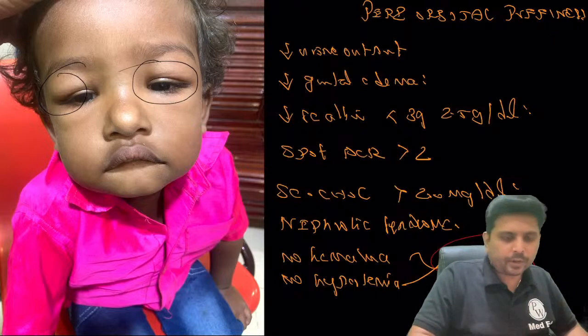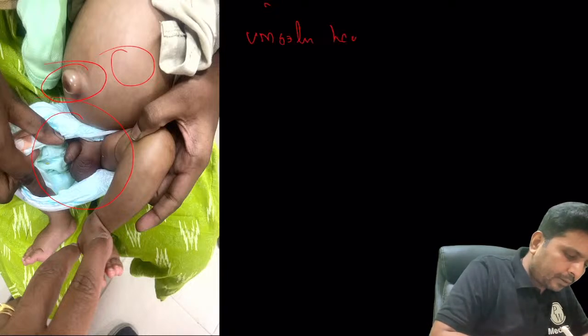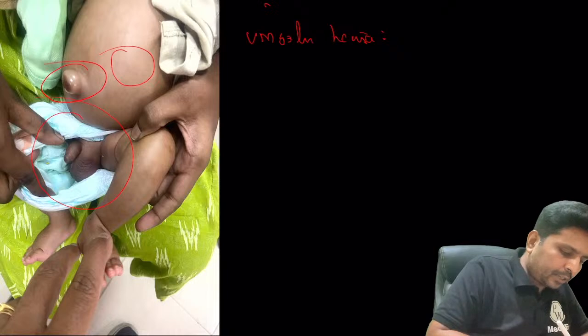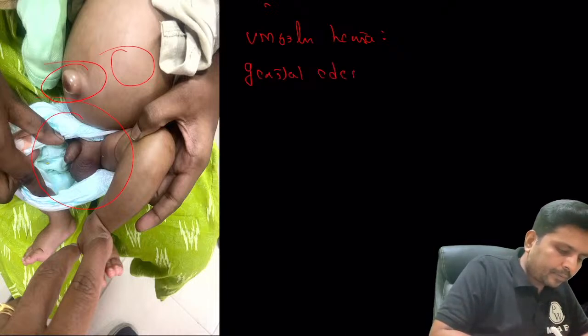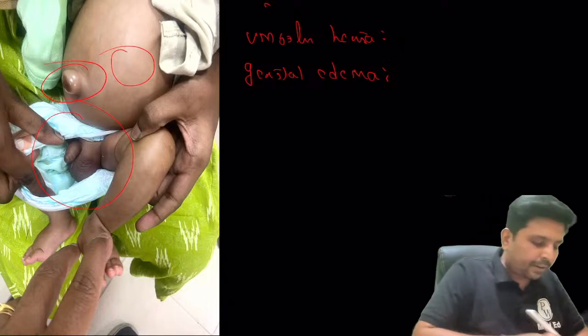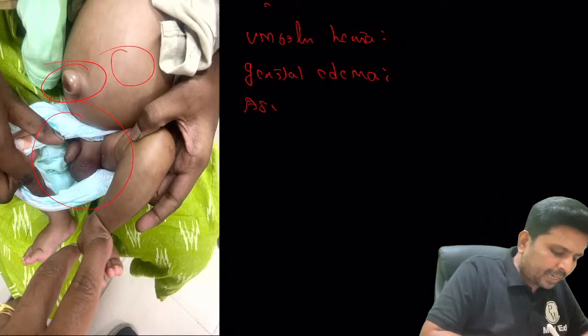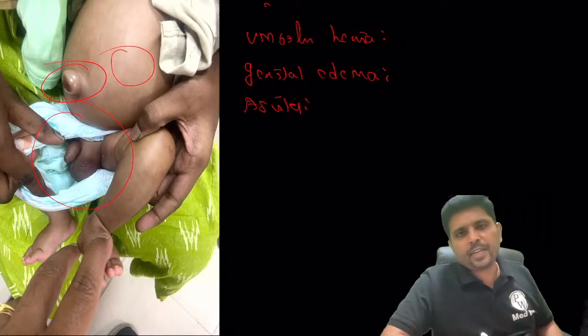What is this? Okay. Next, look at this. Umbilical hernia. Ascites. Look at this genital edema. Again, this child is also having umbilical hernia, genital edema, and ascites. But the child looks very, very young.